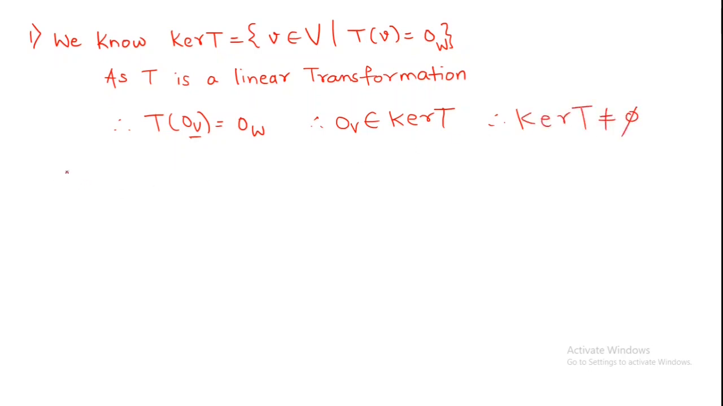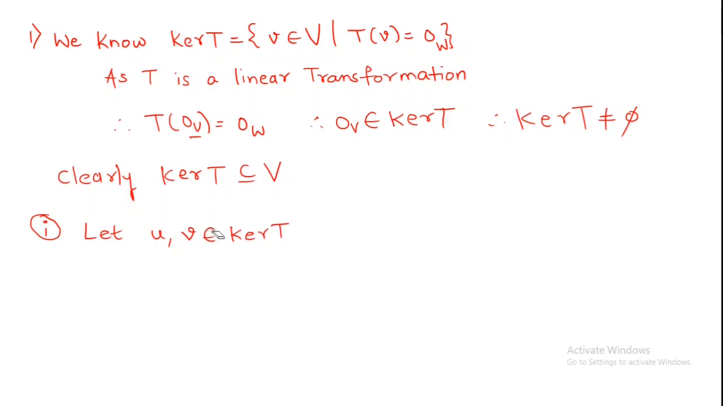right? Clearly kernel of T is a subset of what? V. Now we will go for the two conditions of subspace. So for the first condition we need two elements of the subspace, but over here we have to show kernel of T is a subspace, right? So I will take two elements of kernel of T because we have to show kernel of T is a subspace. So I will say let u, v belonging to kernel of T.